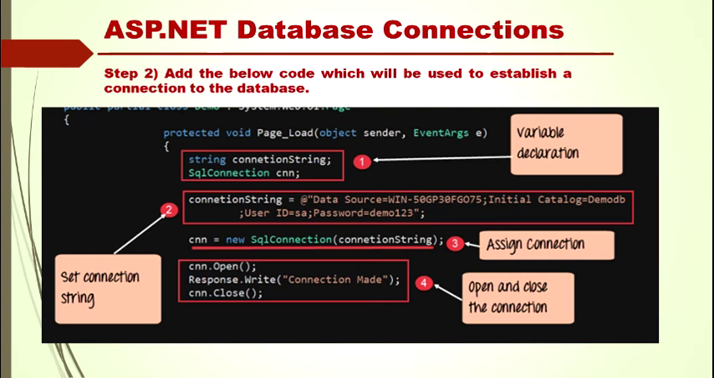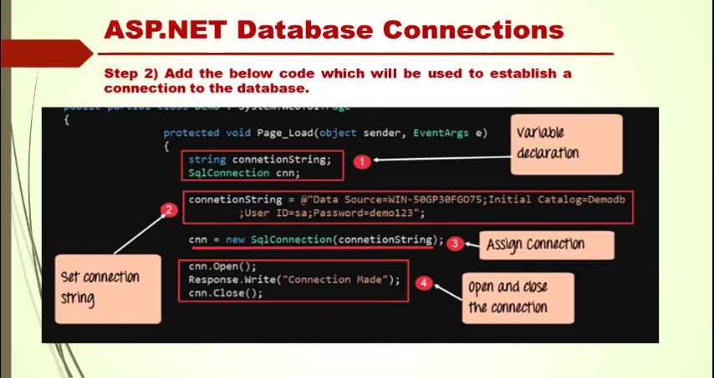Connection string equal to @ in double quotes: data source equal to the server name, semicolon, initial catalog equal to DemoDB, semicolon, user id equal to sa, semicolon, password equal to demo123. Just as we have discussed in the previous slides, the database name is DemoDB, the user id is sa, and the password is demo123.